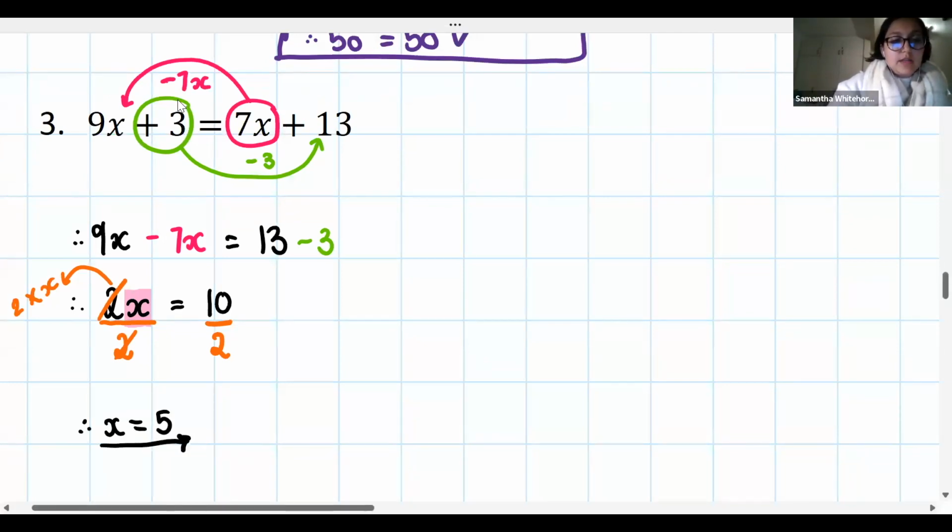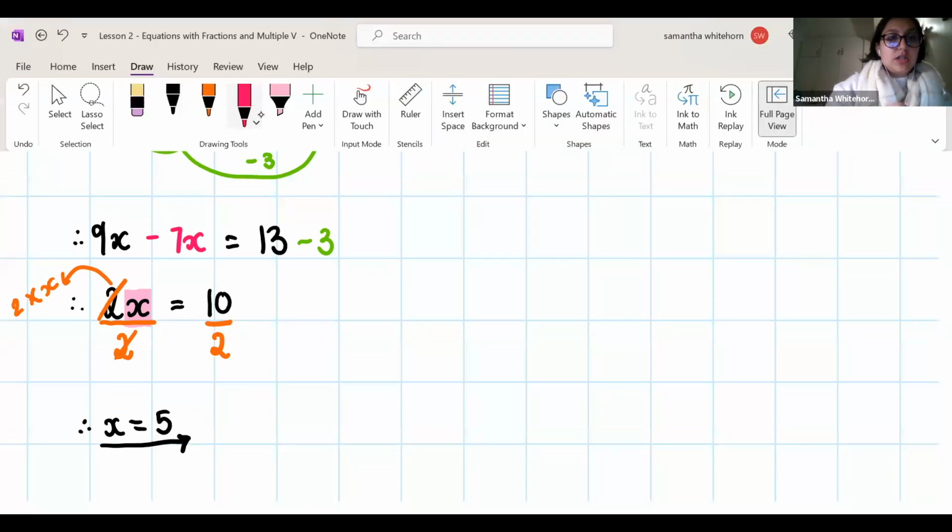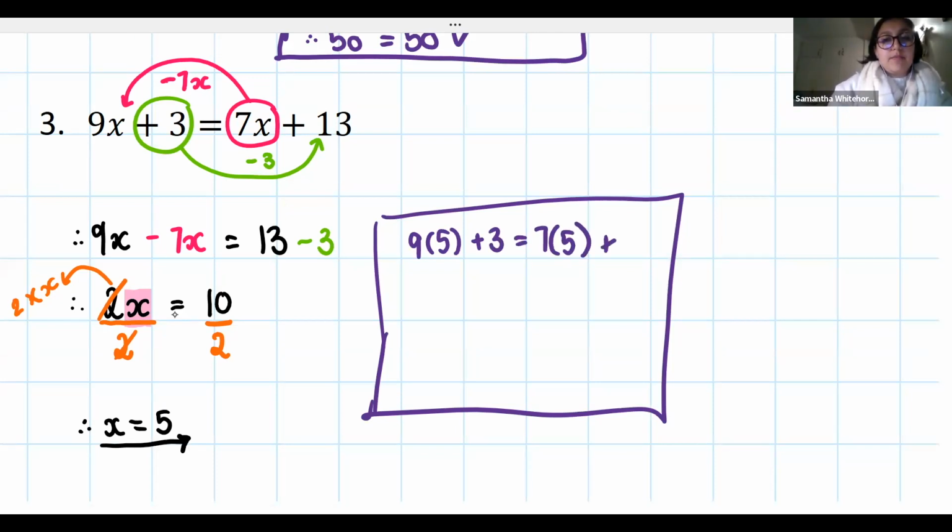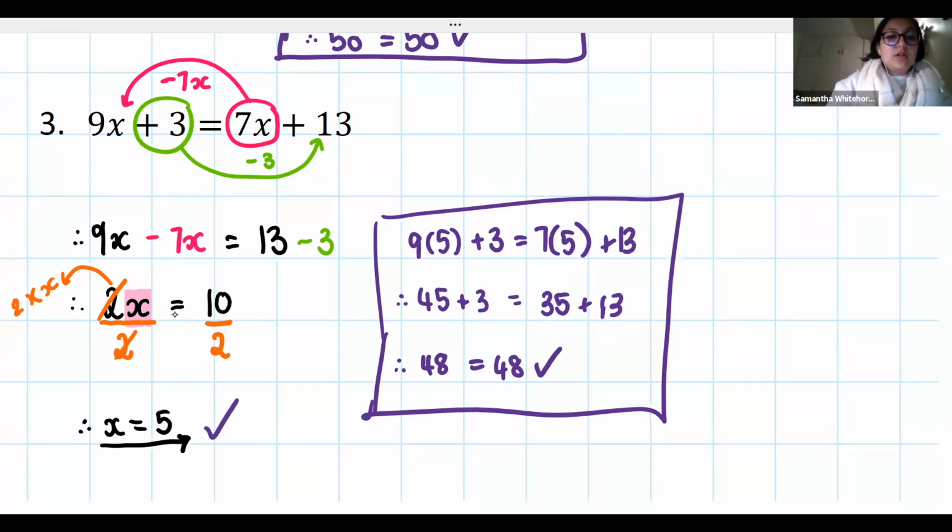Now again, grade 8, check yourself. If you're not sure, use the check. The check is there for a reason. Very quick check. 9 times 5 plus 3 should be equal to 7 times 5 plus 13. 9 times 5 is 45, so 45 plus 3. 7 times 5 is 35 plus 13. 45 plus 3 is 48. 35 plus 13 is 48. It's equal, so x equals 5 is correct.